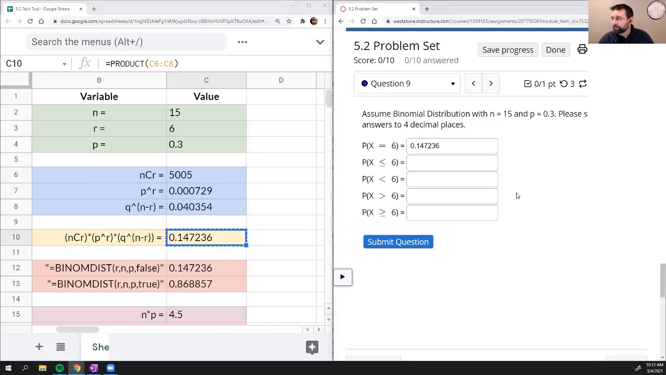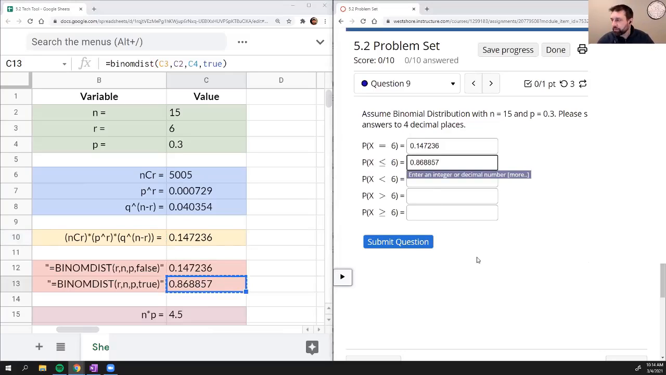Exactly 6. Okay. Now let's look at the next ones. What's the probability of getting less than or equal to 6? Less than or equal to 6. So this would be getting a 0, a 1, a 2, a 3, a 4, a 5, or a 6. What is that probability? What is the cumulative probability? Oh, that's this number right here. Cumulative probability, right? So we'll copy and paste that there.